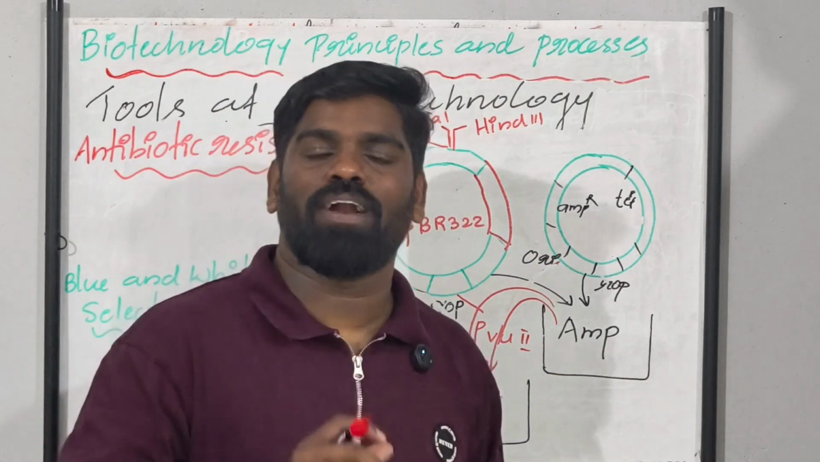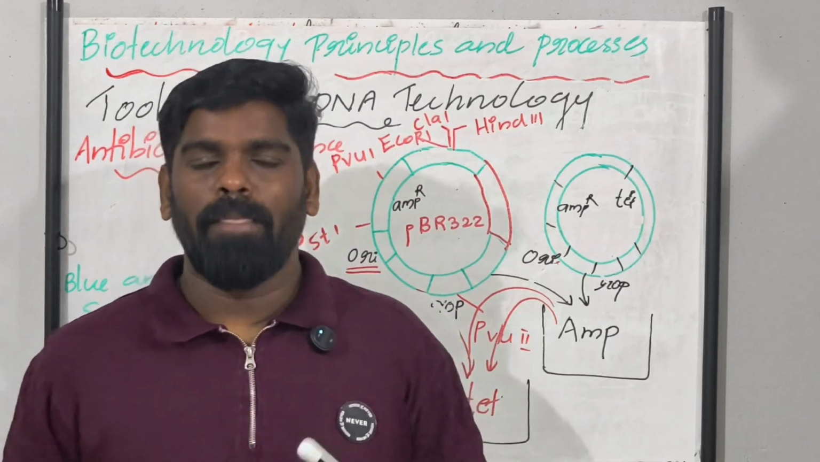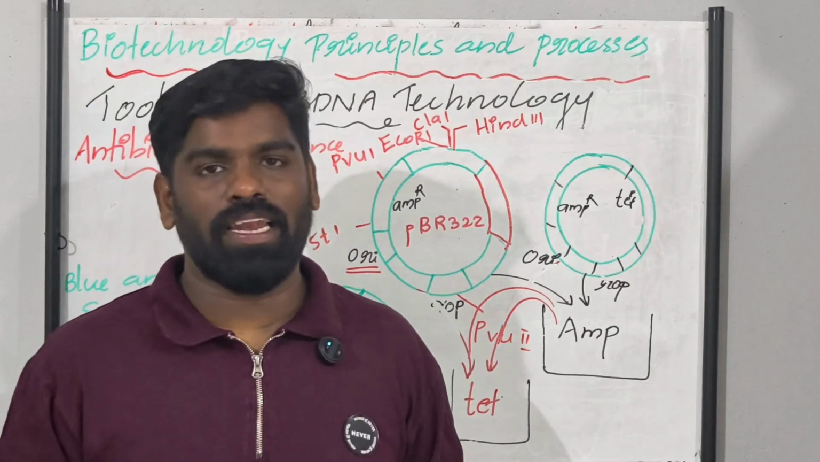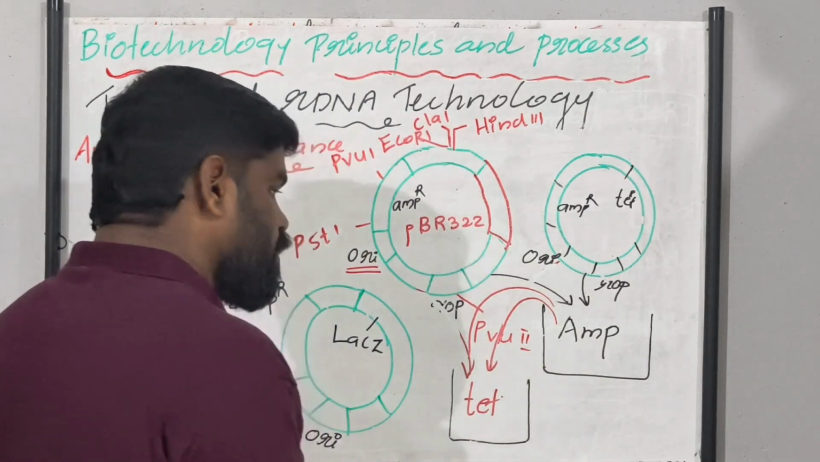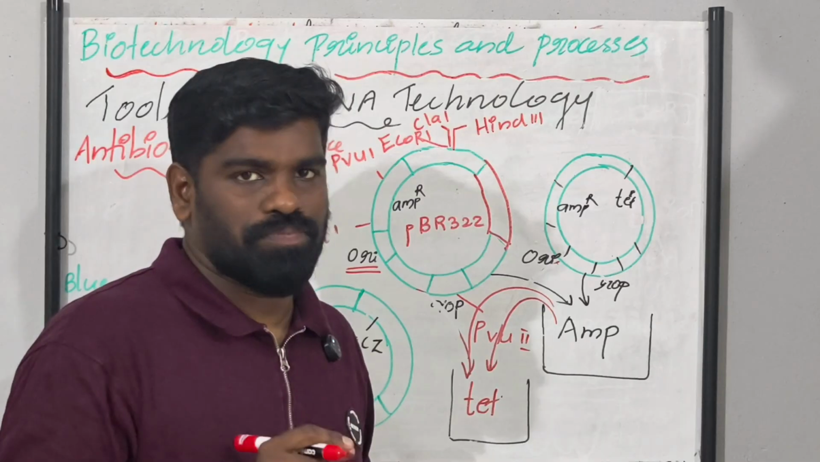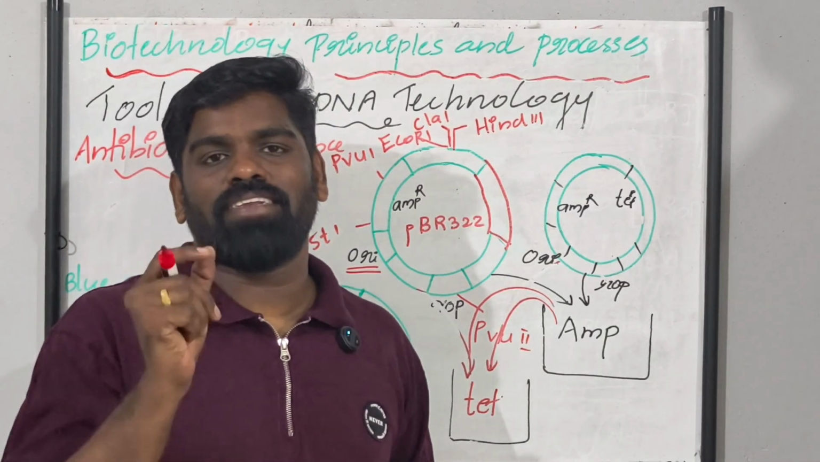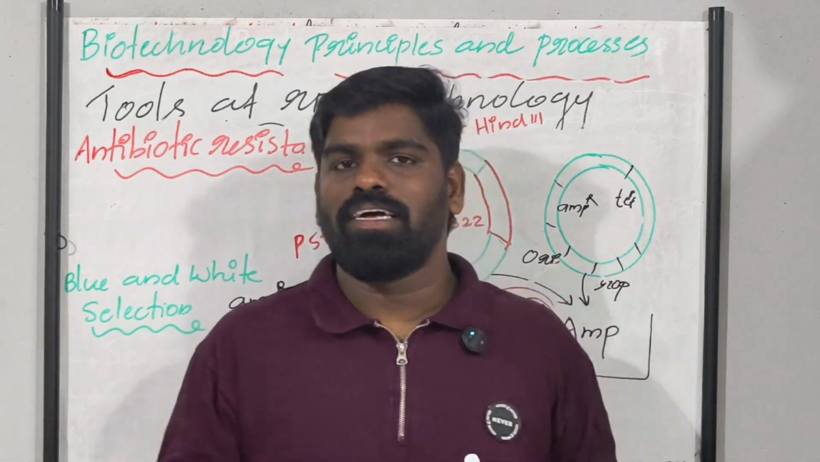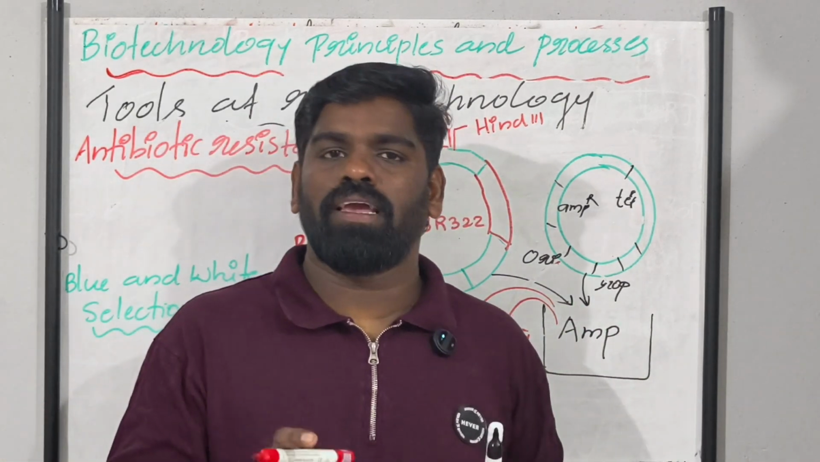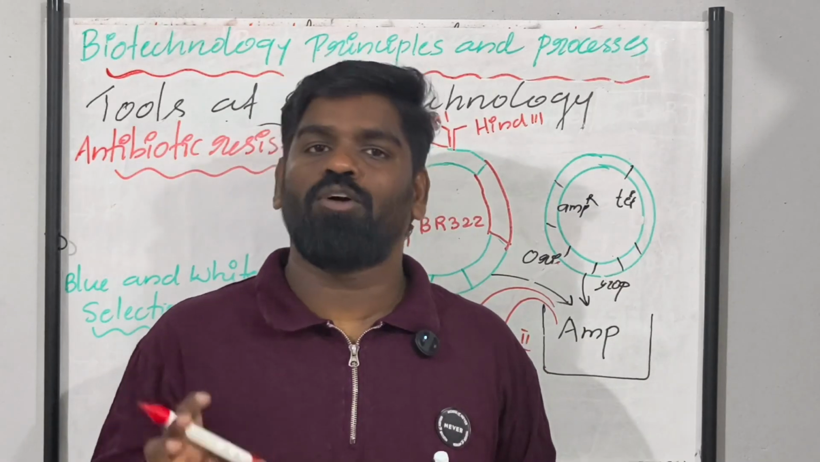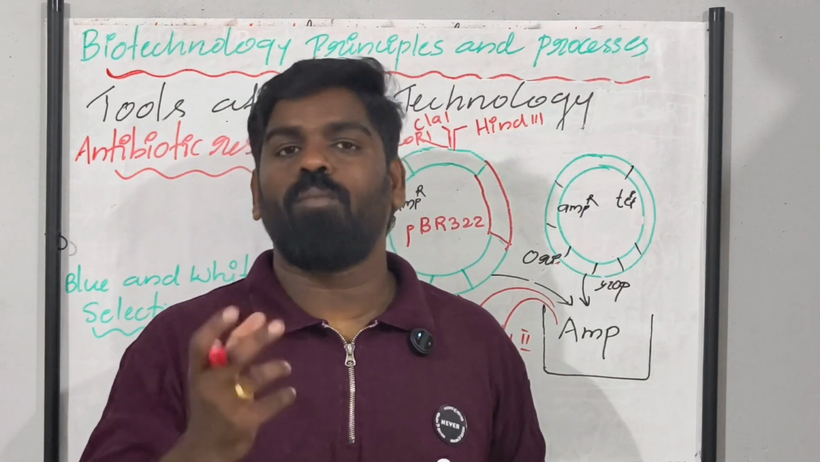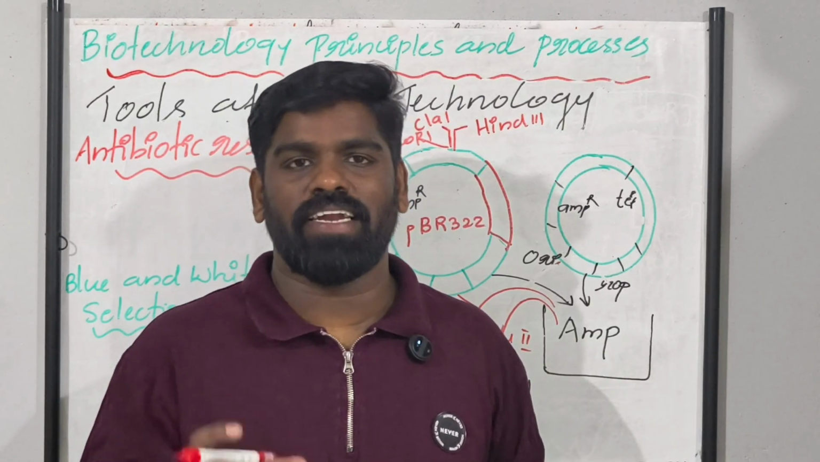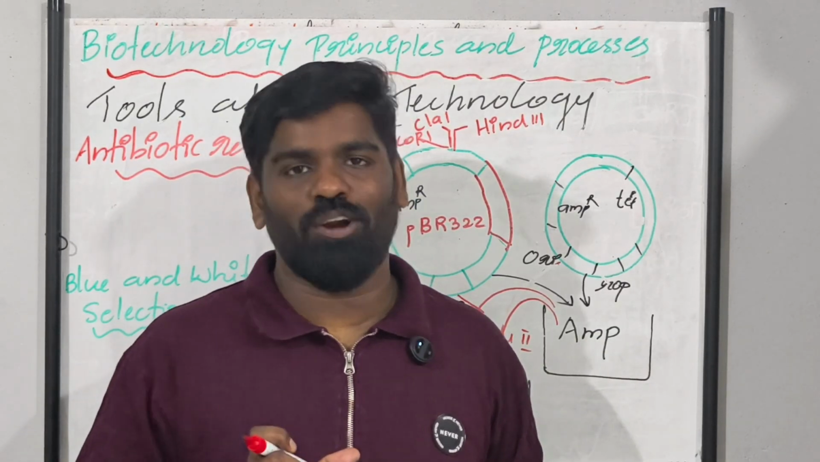So this is actually one of the modes of selection. Now the next mode of selection is inactivation of antibiotic. Already I have told you about the LacZ gene. The LacZ gene codes for beta-galactosidase. This selection process is done by keeping the recombinant and non-recombinant in a chromogenic substrate. Based on the color production in the chromogenic substrate, we can select the recombinant and non-recombinant.